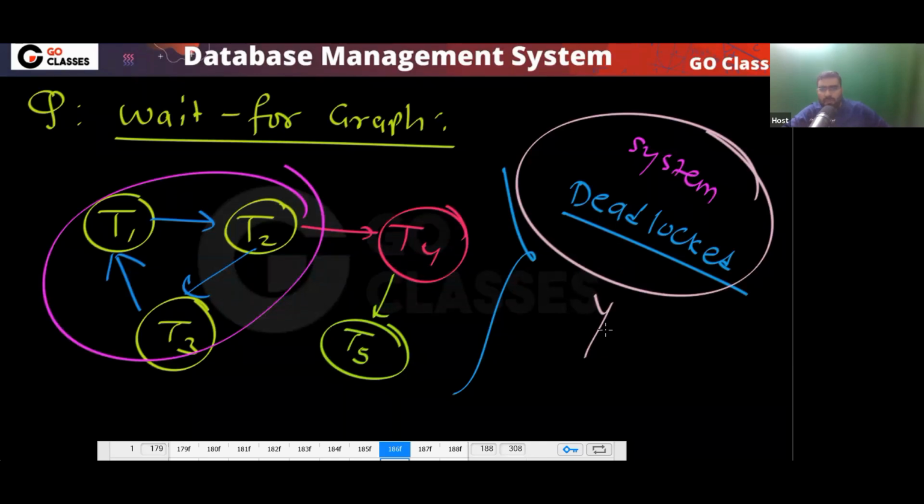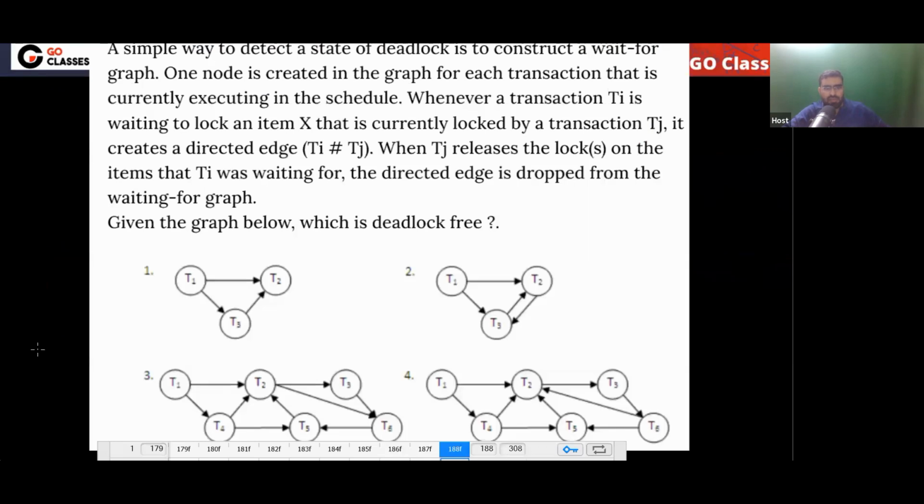So very simple. Let's see this question. Tell me the answer quickly. Given the graph below, a wait-for graph is given to you. You don't have to read this, you already know it. This is just the definition of a wait-for graph. Tell me which graph is deadlock free? Which system is deadlock free?